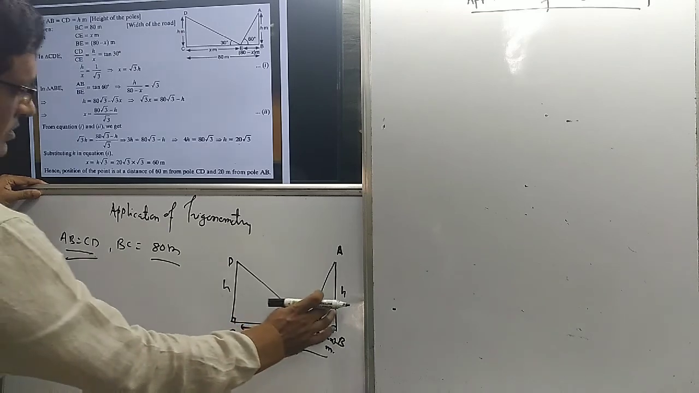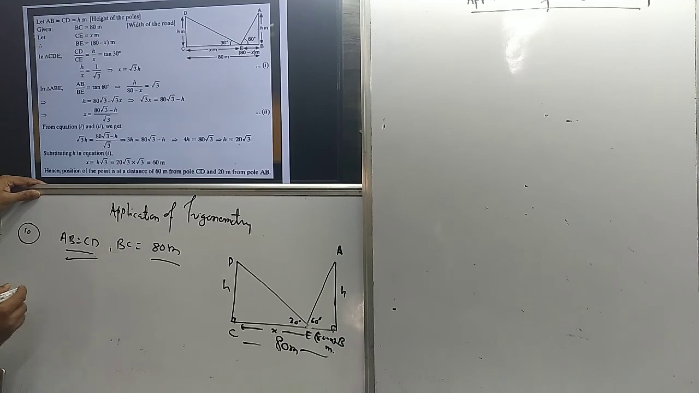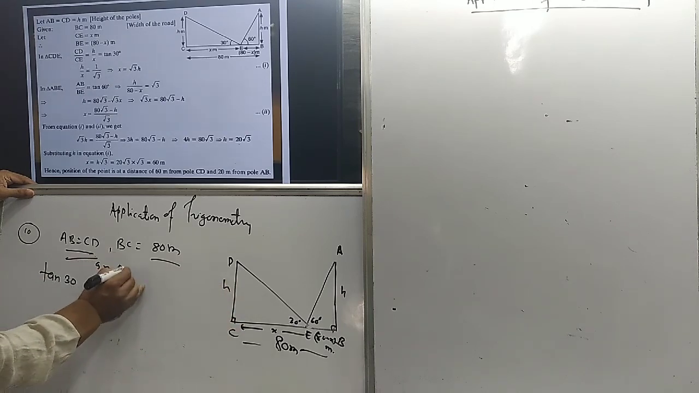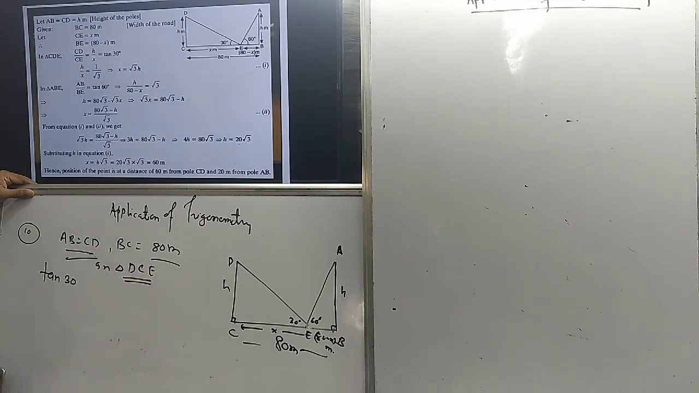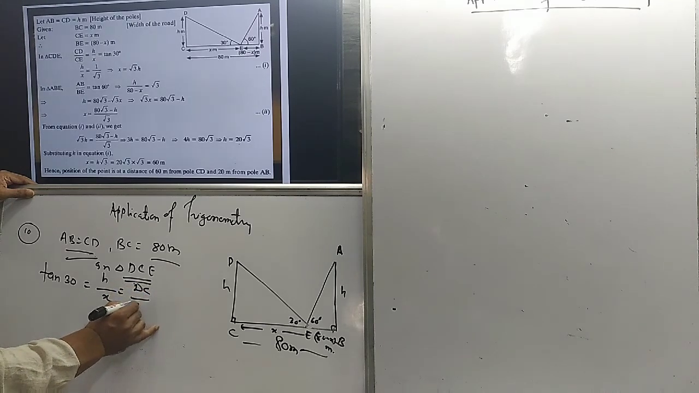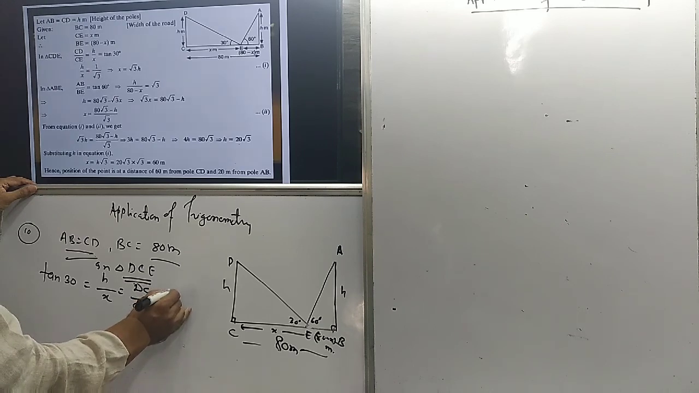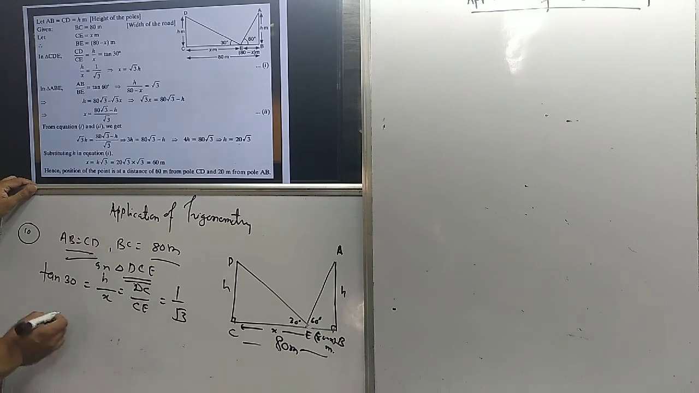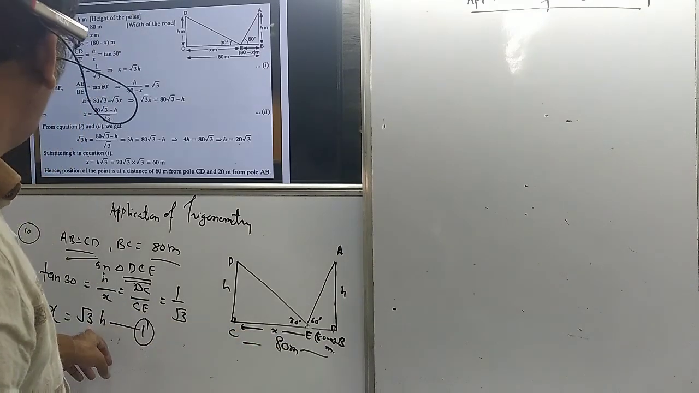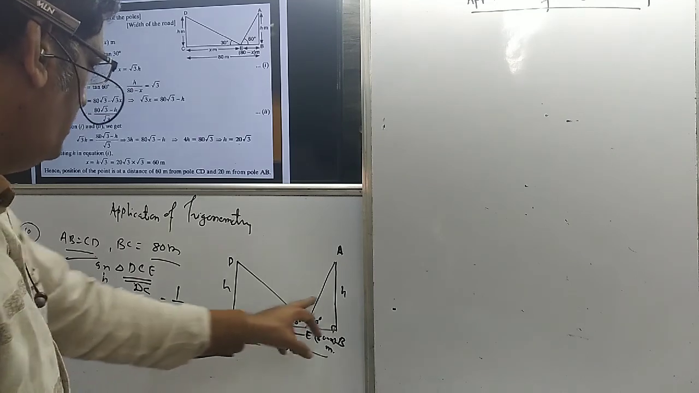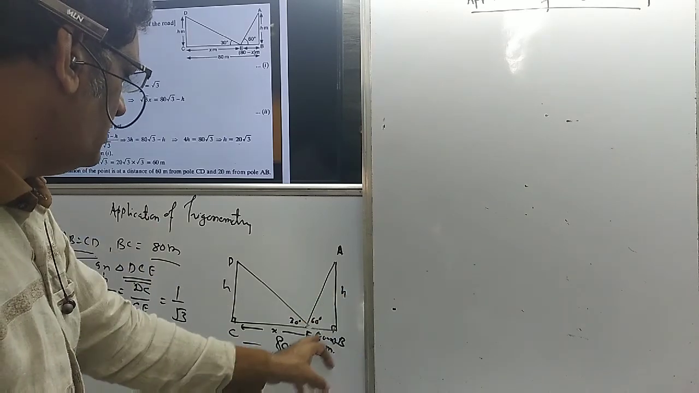What do we do first? Use this triangle, or we can use this triangle also. In triangle BCE, tan 30 is equal to h by x, that is BC by CE. But you know that tan 30 is equal to 1 by root 3. If you do cross multiplication, then we get x equal to root 3 into h. So we can replace x with root 3 into h.